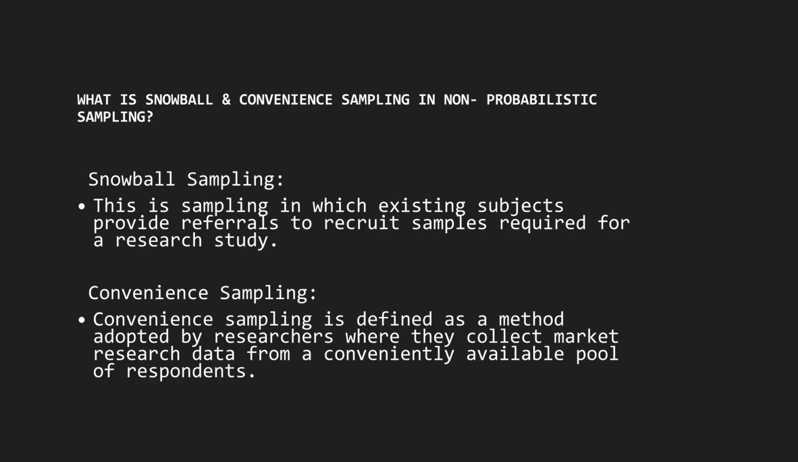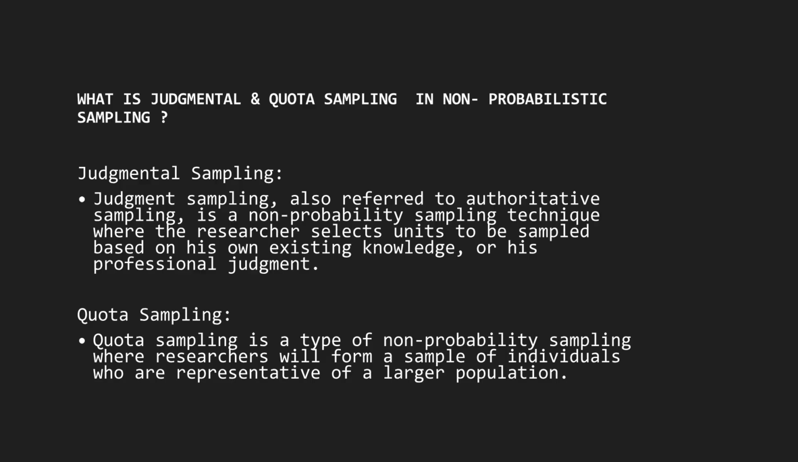In non-probabilistic sampling, snowball sampling relies on existing subjects to refer new participants. Convenient sampling involves collecting data from readily available respondents. Judgmental sampling, also known as authoritative sampling, involves a researcher selecting units based on their existing knowledge or professional judgment. Quota sampling is a non-probability technique where researchers form a sample representative of a larger population.